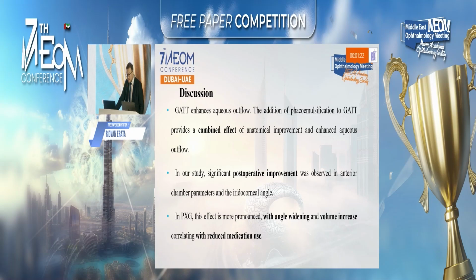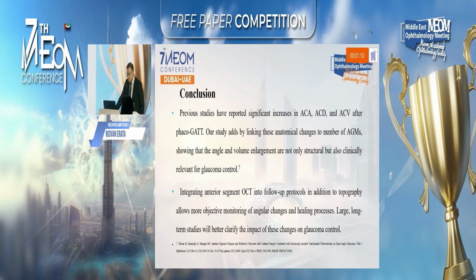In our study, significant postoperative improvement was observed in anterior chamber parameters and the iridocorneal angle. In PXG, this effect is more pronounced, with angle widening and volume increase correlating with reduced medication use. Previous studies have reported significant increases in angle, depth, and volume after phaco-GATT. Our study, by linking these anatomical changes to the number of anti-glaucoma medications, shows that the angle and volume enlargement are not only structural but also clinically relevant for glaucoma control.